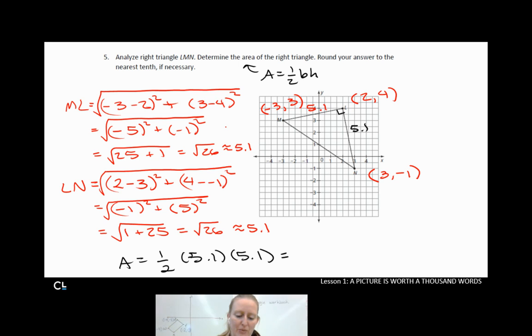All right. 5.1 times 5.1. And don't forget to divide by 2. And I got like 13.005. So I'm just going to round that to 13. If you really want to put 13.0, that's probably a good idea, a good plan.